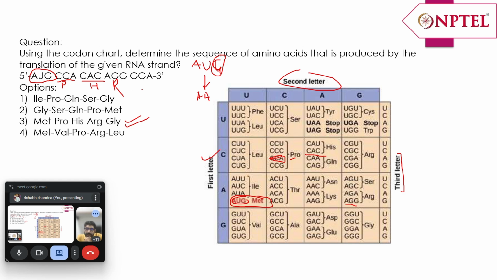And then we have GGA. So G will be in the fourth quadrant, here G would be here, and this is A. So this codes for glycine. So the correct sequence would be methionine, proline, histidine, arginine, and glycine. So that is mentioned in the third option of the question. So the correct answer would be option number 3. Okay. So any doubts in this particular question?